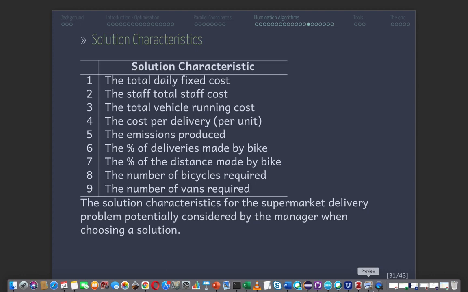The vehicle running costs. The cost per delivery, per bag of groceries delivered. The emissions produced that day by the delivery activities. The percentage of deliveries made by bike. The percentage of the distance covered that day by bike. The number of bicycles required, which of course also relates to the number of riders required for these bicycles, and the number of vans required that day. All of these things have to be considered by the manager when they are planning and choosing a solution.